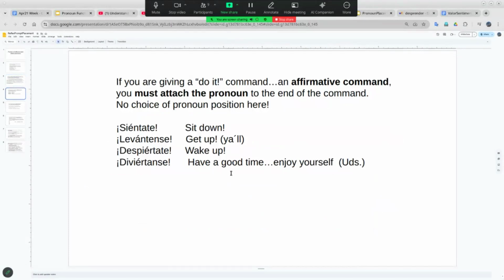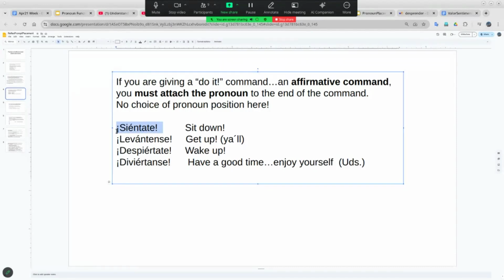If you've got a command and you're telling somebody, hey, do it, you're not talking about the fact that something is happening, but you're ordering somebody to do something. Then the pronouns, you're going to hear them attached to the end of the command. So if somebody says sit down, they're telling you to do it. You're not, in fact, sitting yet. You're standing, but they want you to be comfortable. So they say, hey, sit down. And that's a command.